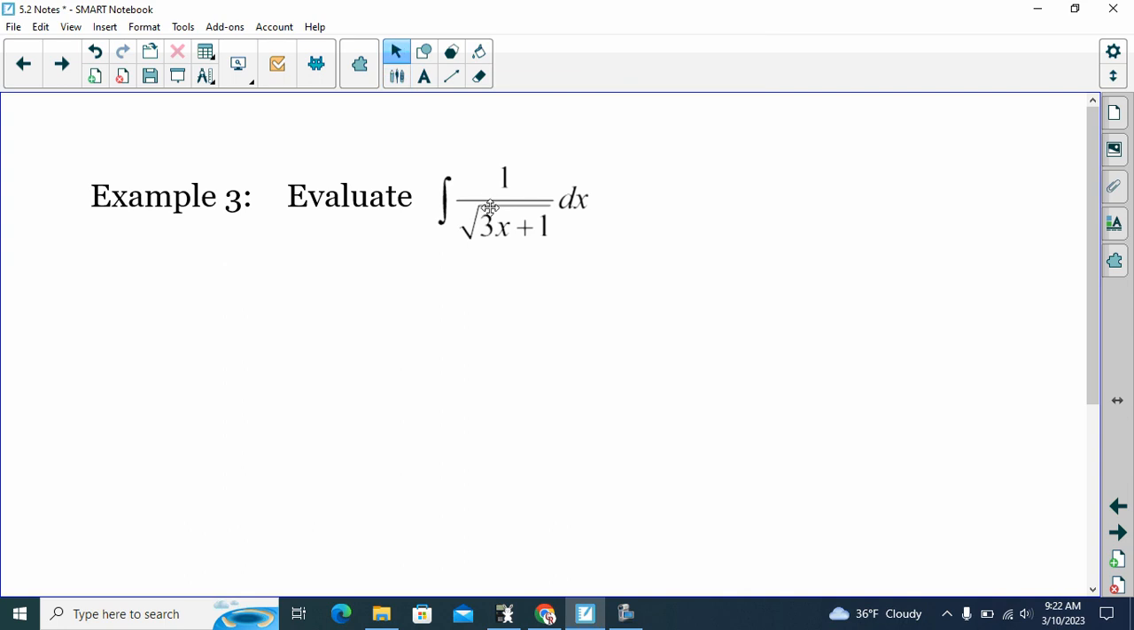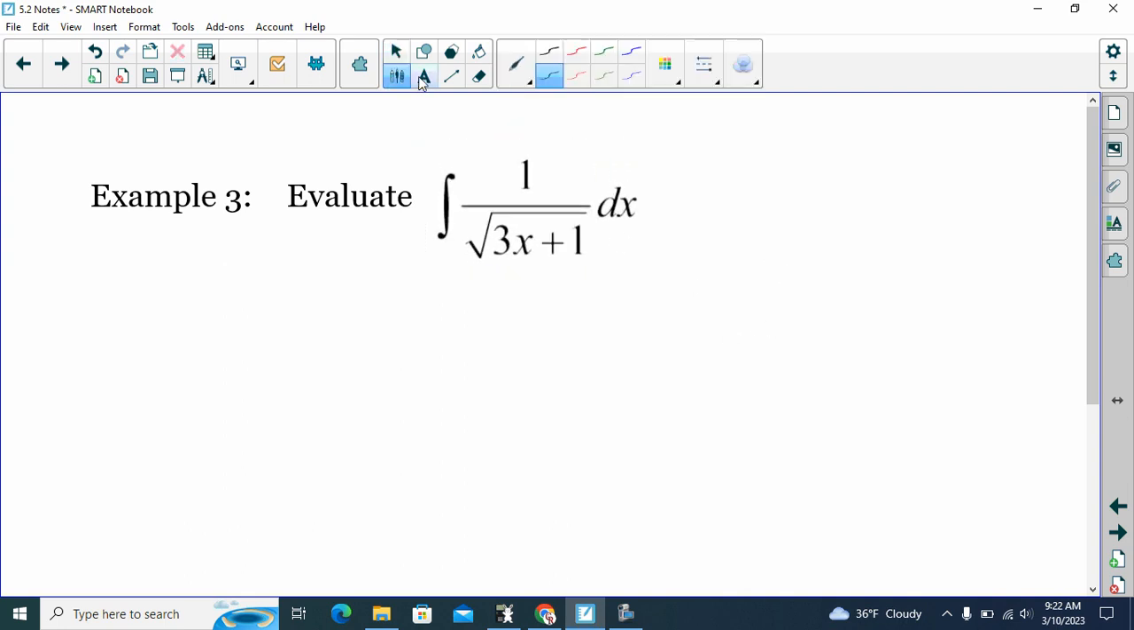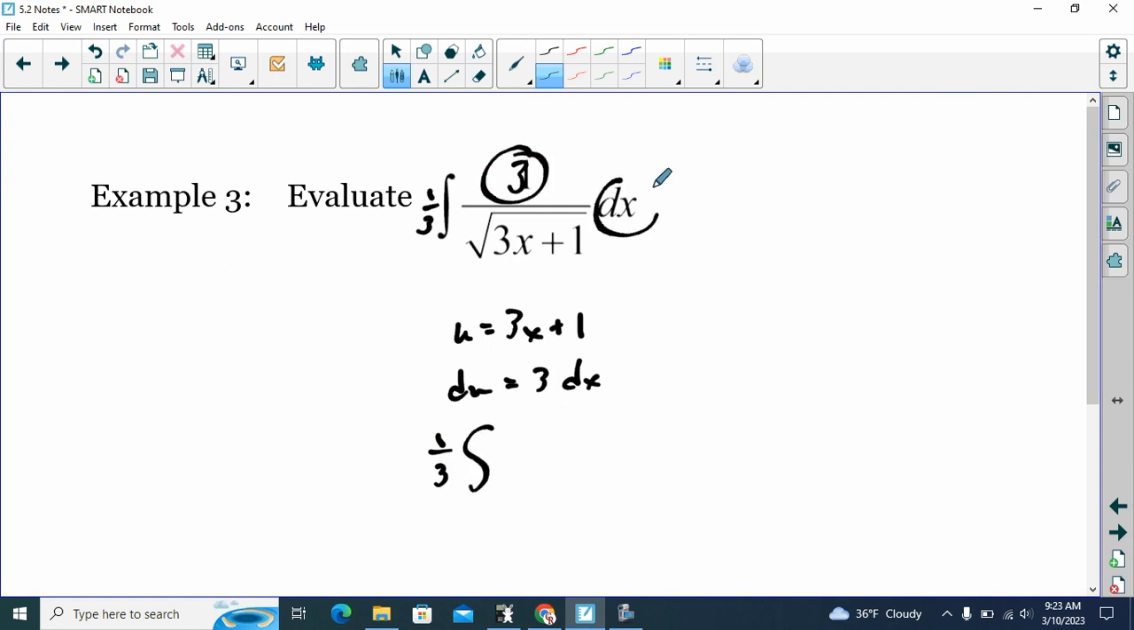Example 3, the integral of 1 over the square root of 3x plus 1 dx. We are going to make u equal to 3x plus 1. So our du is 3 dx, times 3 times 1/3. And we get down to here. 3 dx, there's du.